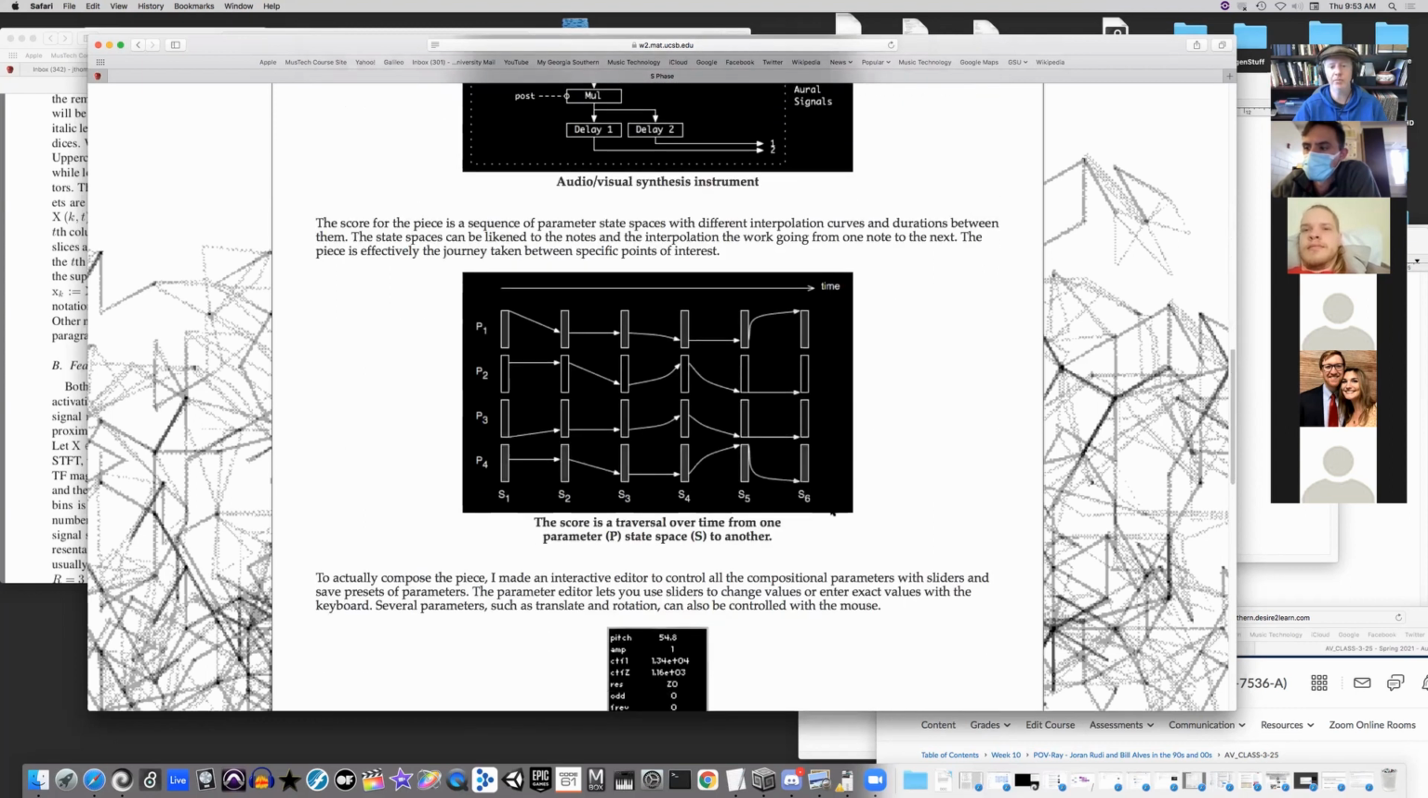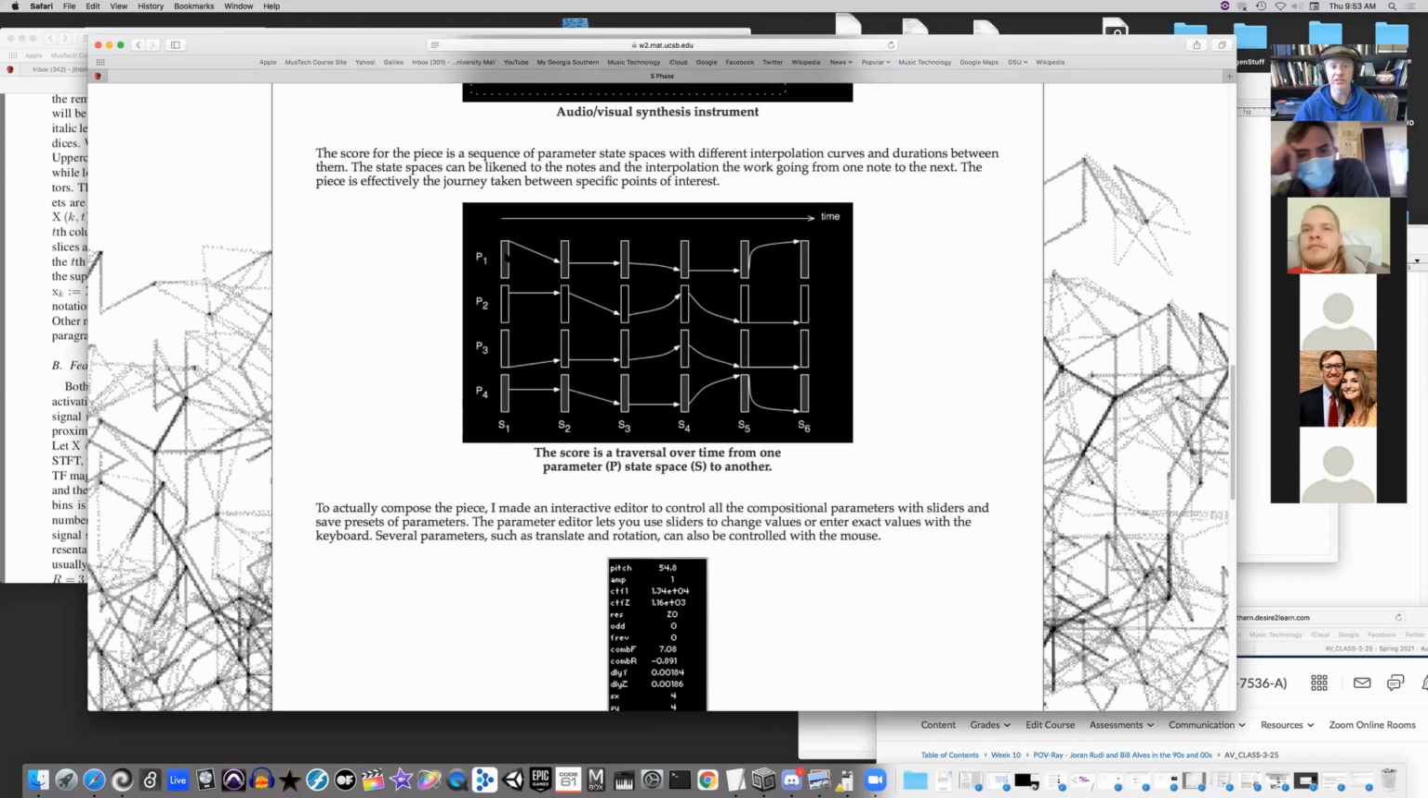I'm going to skip over this a little bit, but it's sort of interesting. This is the score he creates. So again, he makes this score in his own C++. He does not delegate this to some other process. So it's just a transition from state to state.